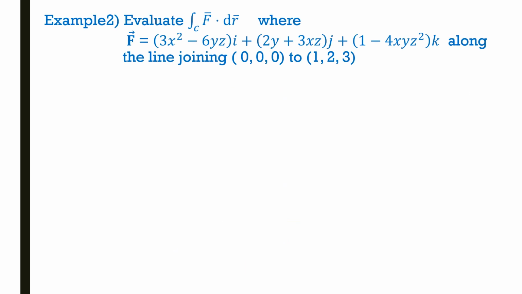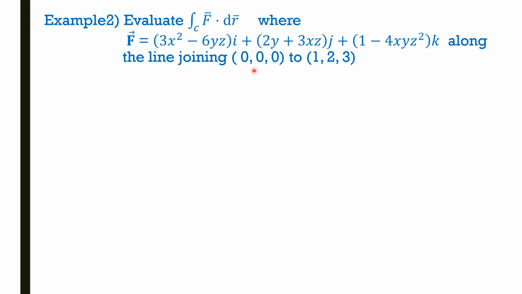Now the next question is evaluate this line integral ∫ F̄ · dr̄. Integration F̄ · dr̄ means line integral. So now F̄ is given as (3x² − 6yz)i + (2y + 3xz)j + (1 − 4xyz²)k along the line joining (0,0,0) to (1,2,3). Now here the values of x, y, z are not in terms of t, but we have a straight line from (0,0,0) to (1,2,3), so we can use the 2-point form to get the values of x, y, z in terms of t.